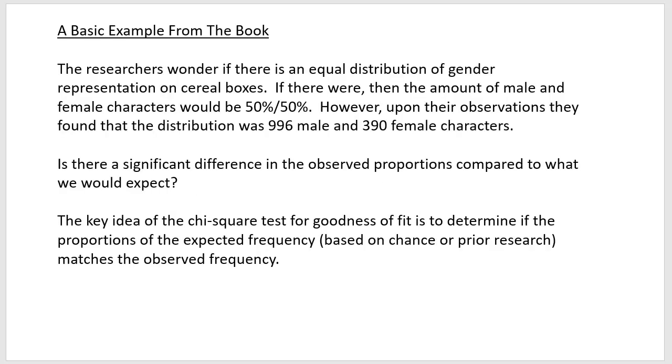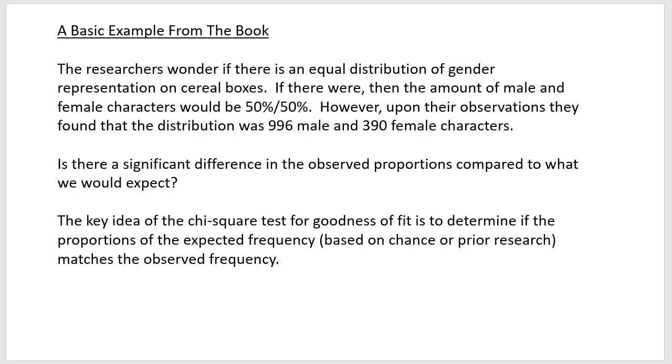So let's go ahead and talk about an example real quick to frame this, and we'll go through this example and then a couple of others by the time we're done here. A basic example from the book is that researchers wonder if there is an equal distribution of gender representation on cereal boxes. The things that researchers wonder about. It's a worthwhile endeavor, but I'm wondering why the first person thought of it in the first place. If there were, then the amount of male and female characters would be 50-50. Let's stop there for a second.